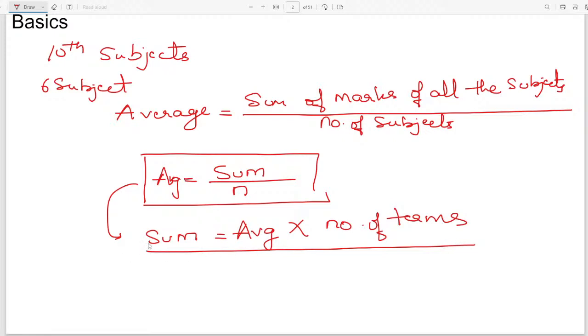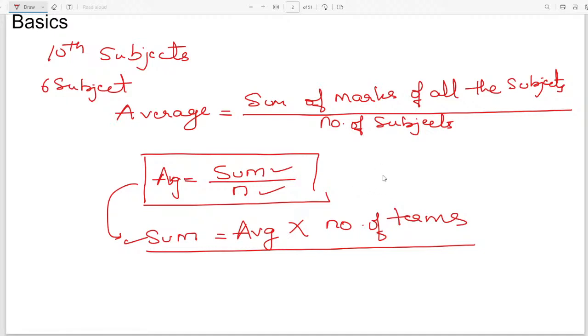So whenever we want to calculate the sum of a group of numbers, if they have given the average and the number of terms, we multiply them and we get the sum. And if they have given the sum and the number of terms, then we can calculate the average as sum divided by n. We just need these two formulas, and if you are well versed with these basic formulas, that's more than enough to solve the average questions.